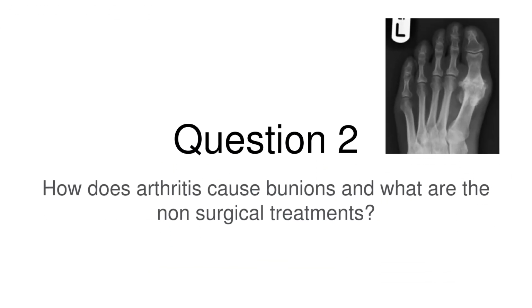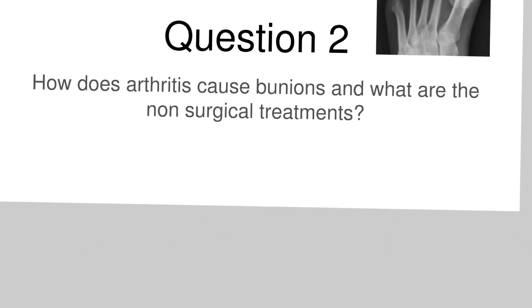Another question here, how does arthritis cause bunions, and what are the non-surgical treatments? We showed you a picture of an arthritic bunion, and it's the jamming of the joint that can cause the arthritis. It can also be due to hallux limitus, and the surgical treatments are either fusion, cleaning out the joint, or fixing the bunion. If there's a lot of arthritis, you really need to just fix the bunion.